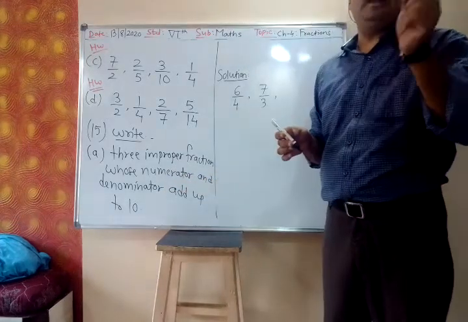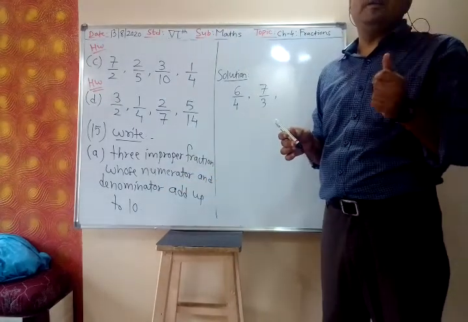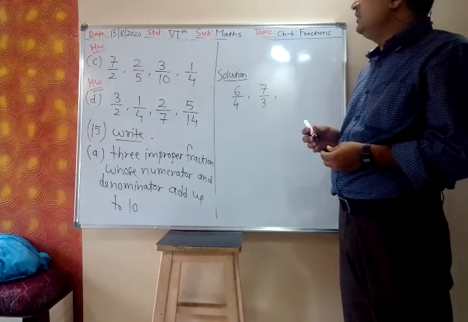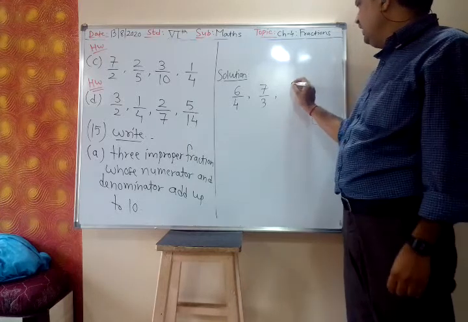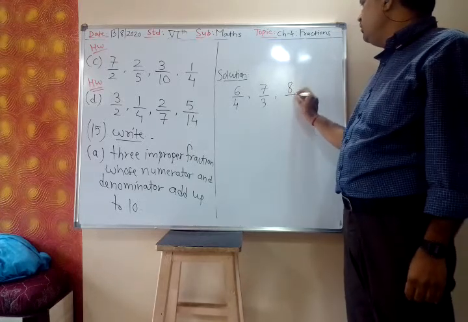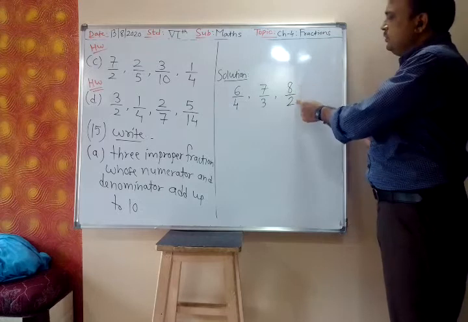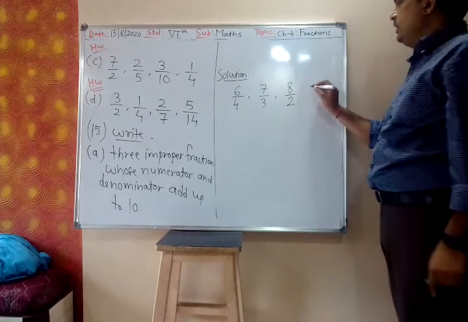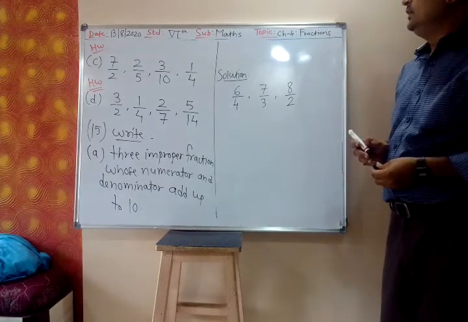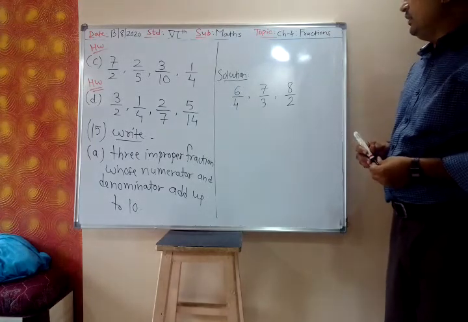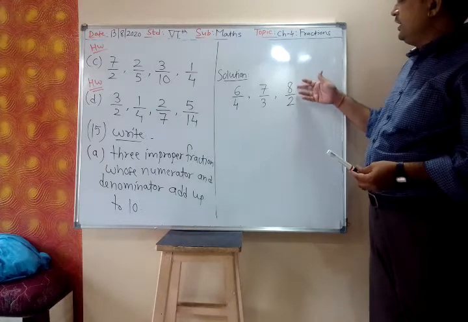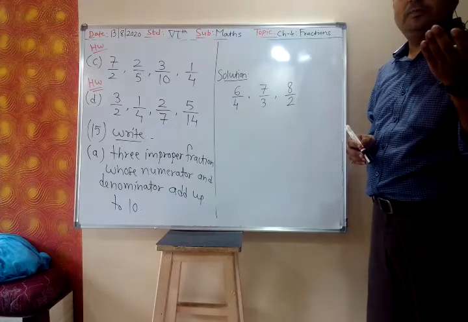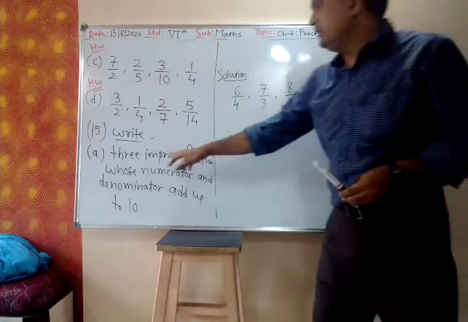You cannot take 5 and 5 because they are equal. You can take 8 upon 2. 8 is bigger than 2, numerator is bigger, so it is an improper fraction. 8 plus 2 is 10. So this is the example. Yes, 9 upon 1 is also correct. But we need 3 improper fractions.